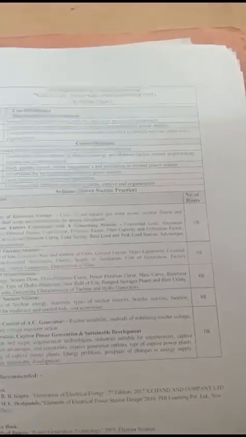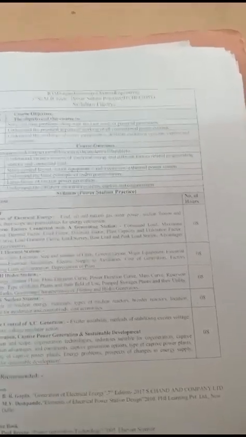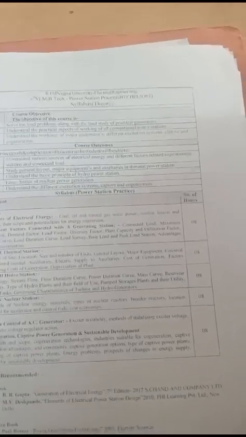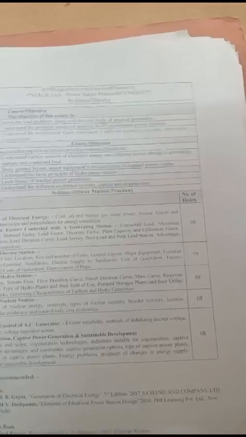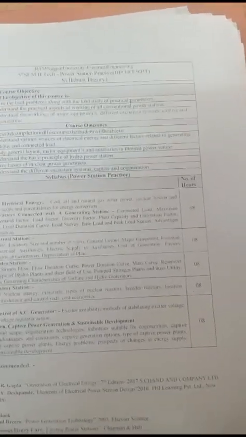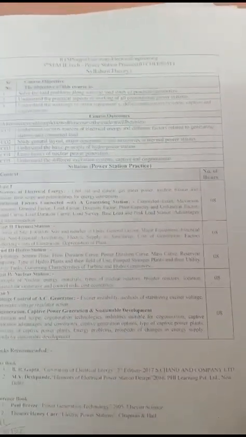First unit is a vast unit and easy to score. Second is thermal station, third is hydro station, fourth is nuclear, and fifth is voltage control of AC generator, cogeneration and captive power generation. Okay, so this is the syllabus for PSP.